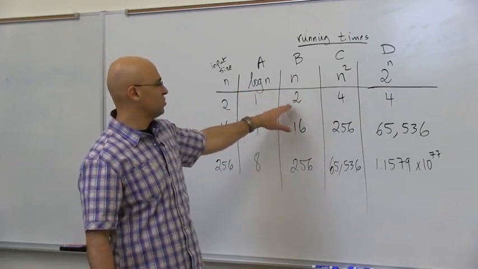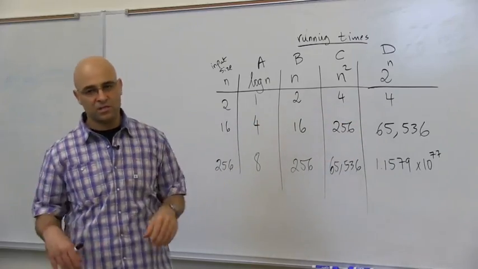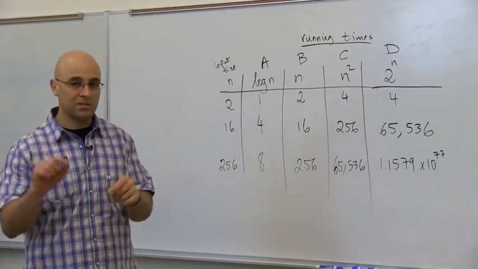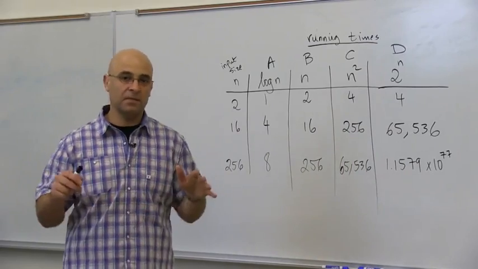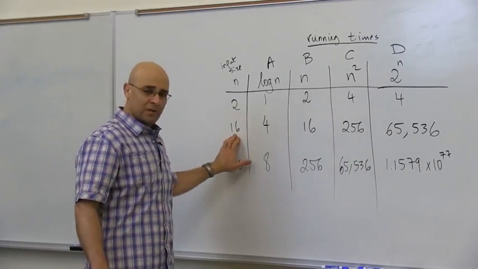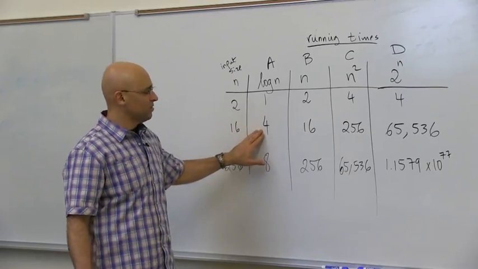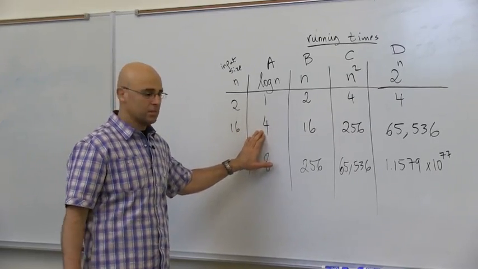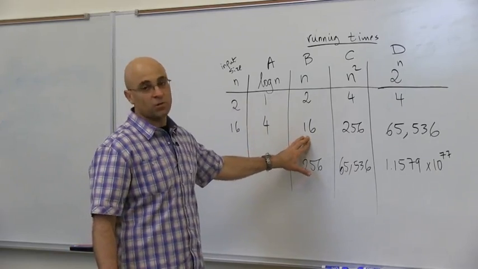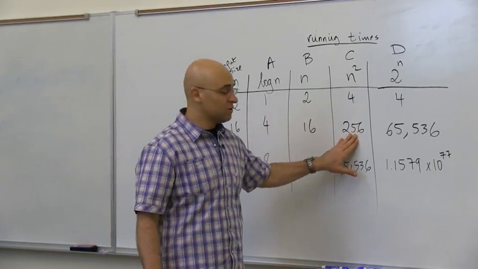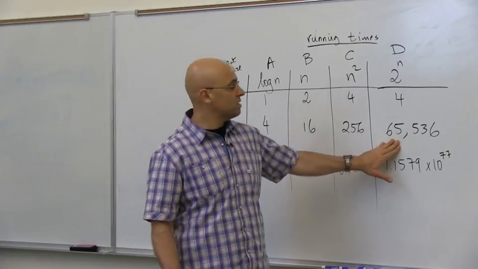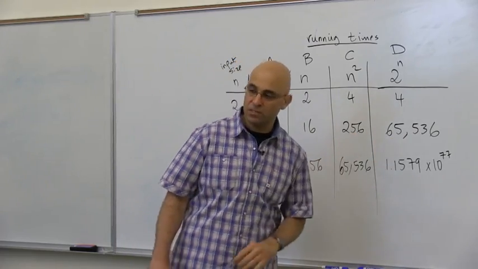Okay? 1, 2, 4 operations, regardless of the algorithm, and the machine is going to execute them. You hit enter, you get the answer immediately. I go to input of size 16. Algorithm A is going to perform 4 operations. B is going to do 16 operations. C is going to do 256 operations. D is going to do 65,000 operations.